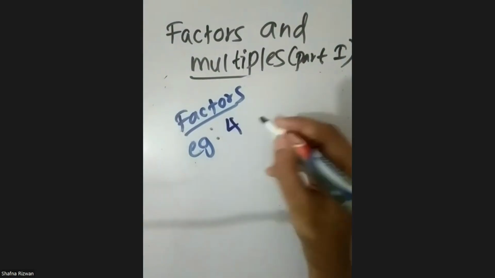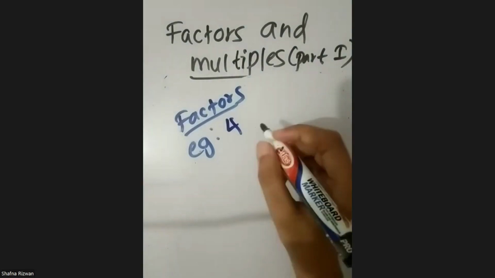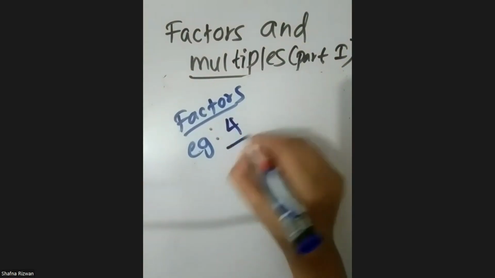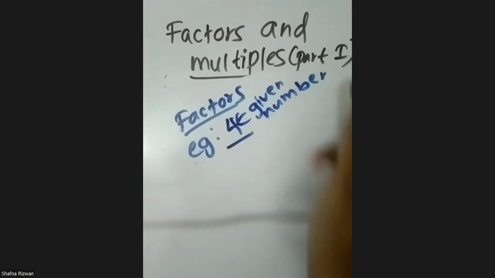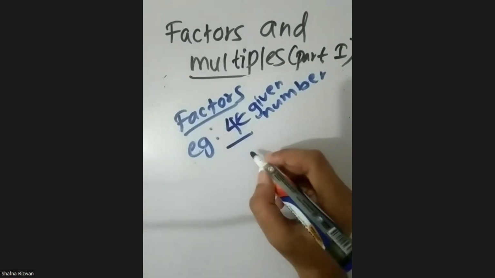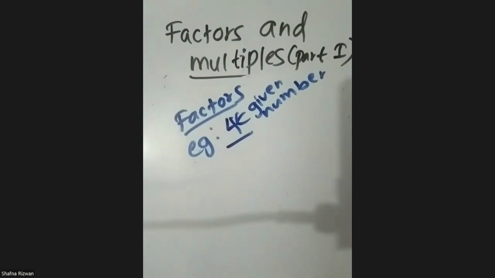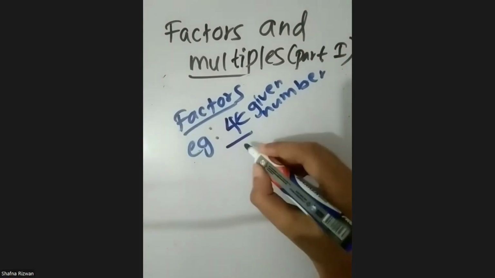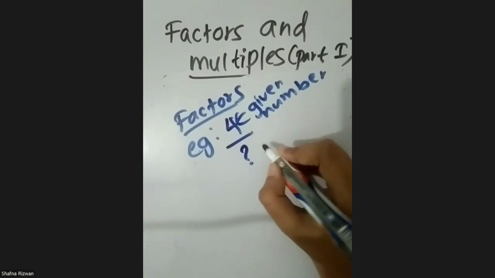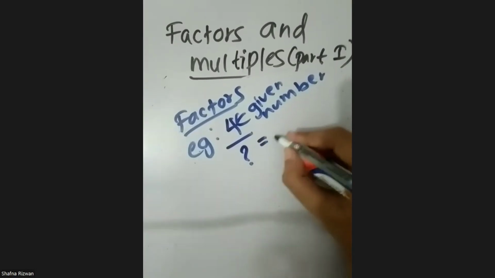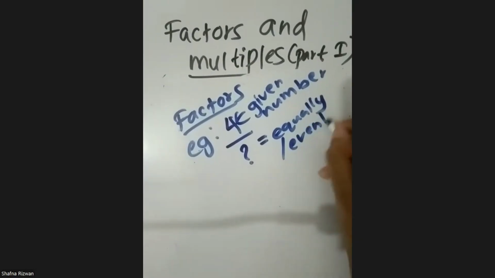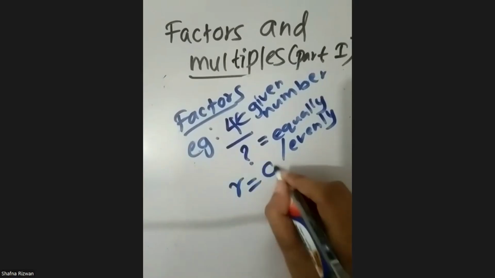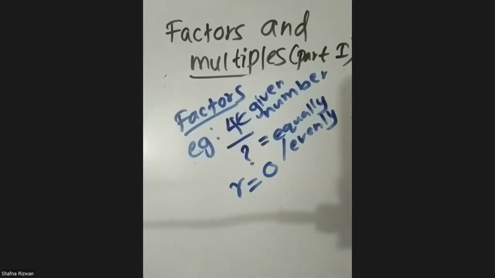Let's take 4. Under 4, let's say this is my given number. What am I going to do here is divide this by any number. When I'm dividing this by any number, I should divide it equally, or evenly, so that my remainder will become 0.